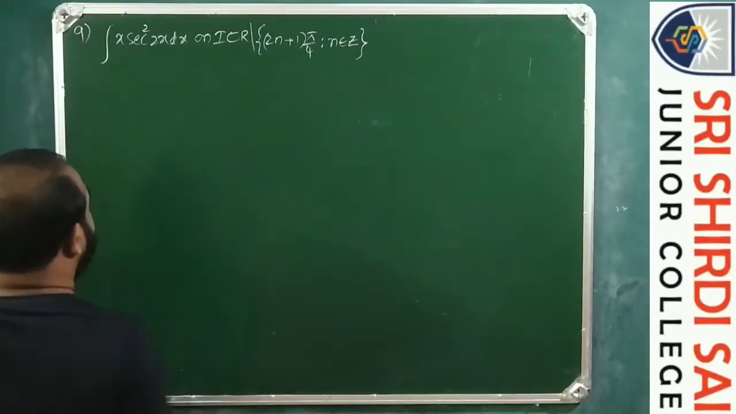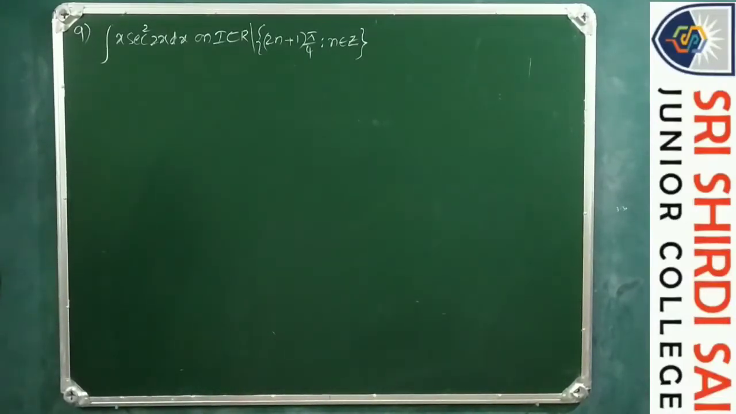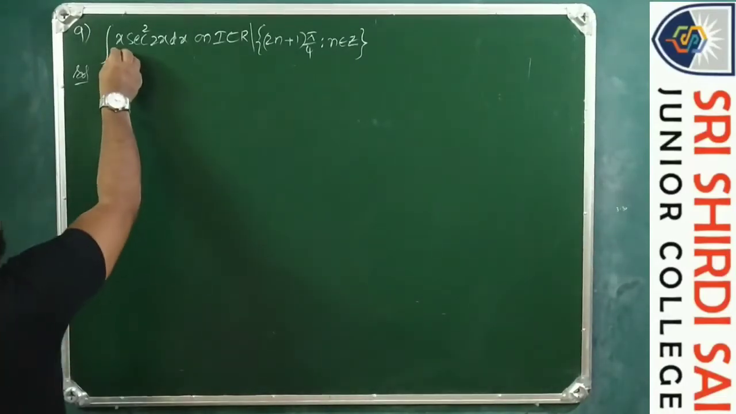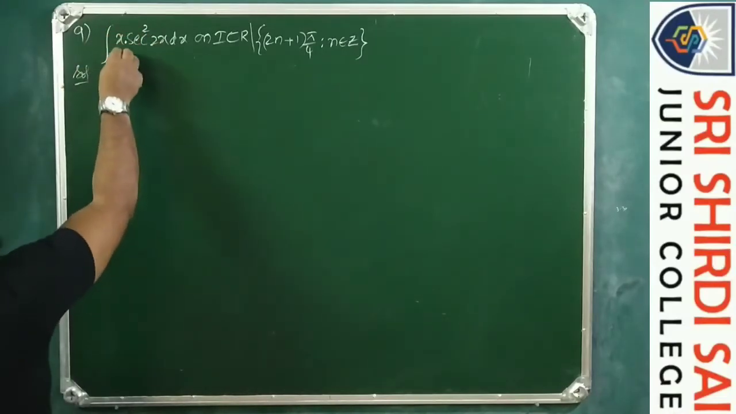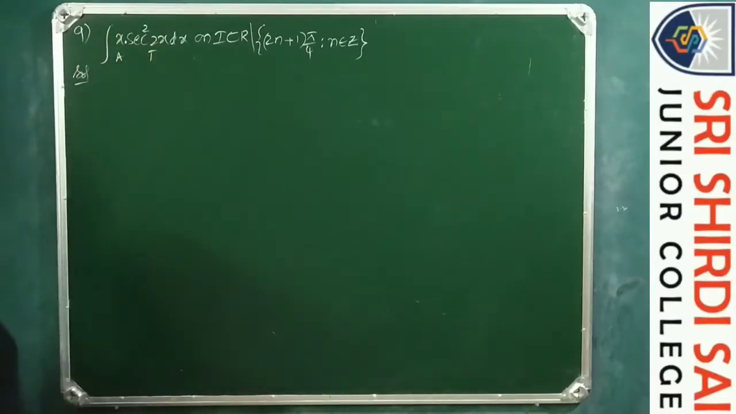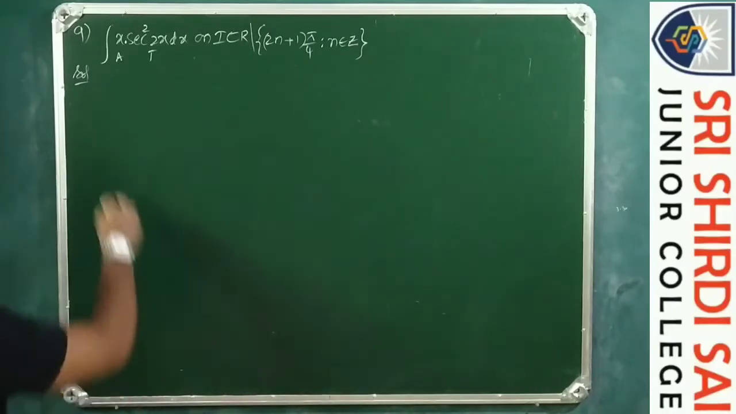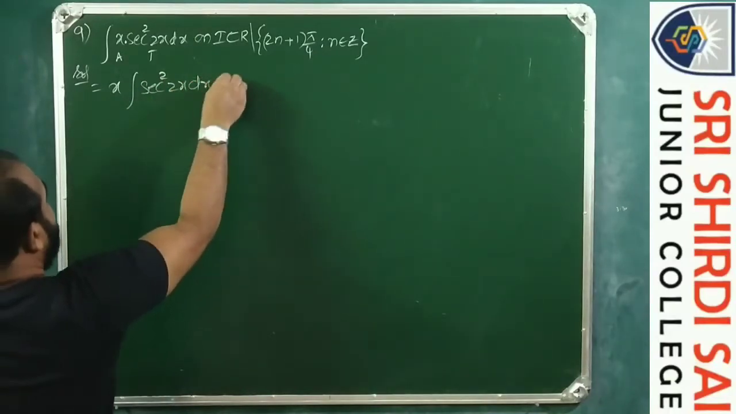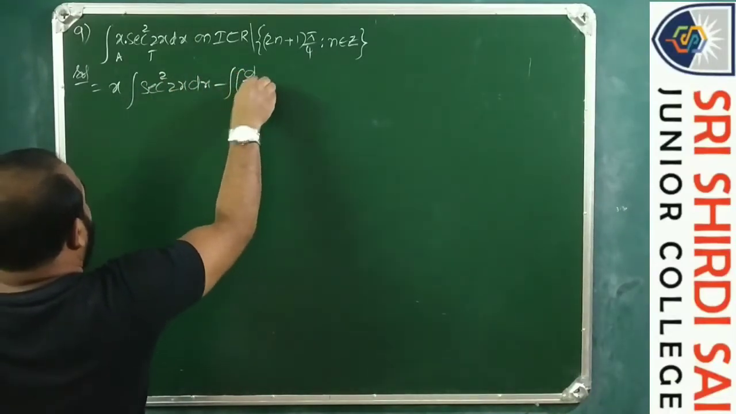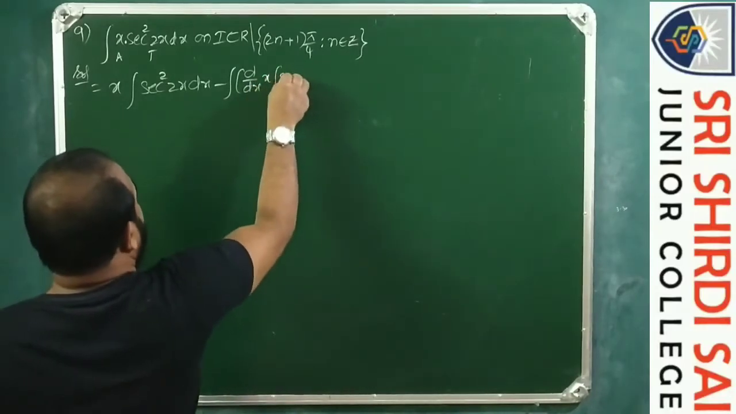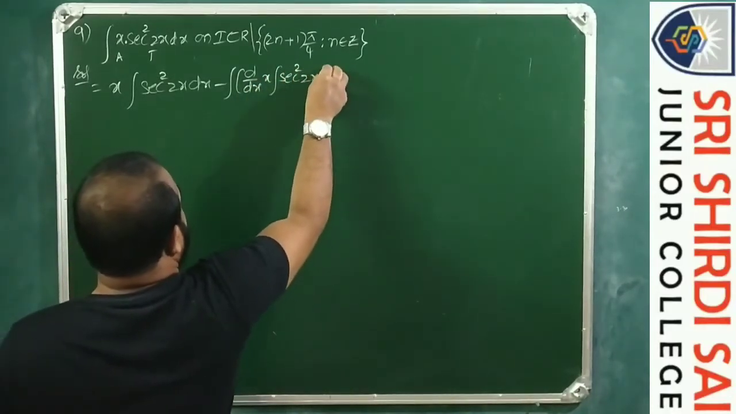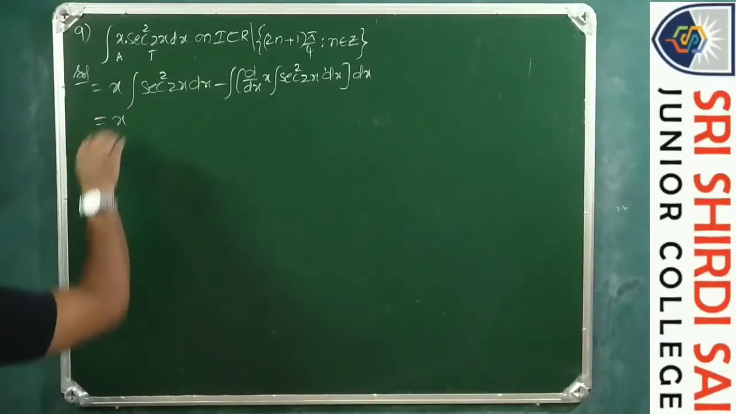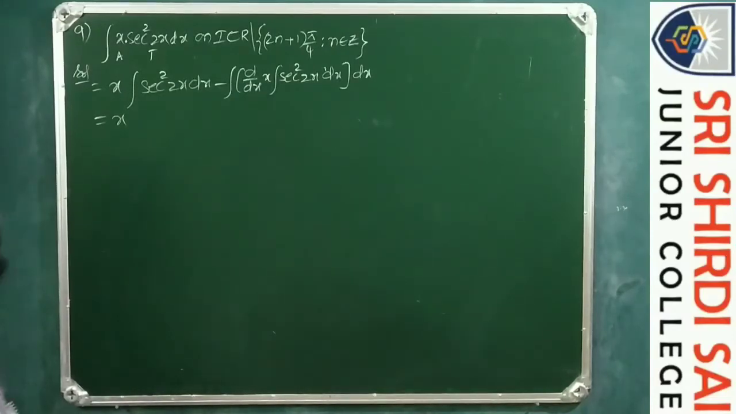Integral x secant square 2x dx on I subset of R such that 2n plus 1 into pi by 4, n belongs to Z. So here product of two functions. So this is algebraic function, this is trigonometric function. In ILATE, algebraic comes first. So this is equals to f of x into integral g of x dx minus integral of d by dx of first function into integral second function dx whole dx.